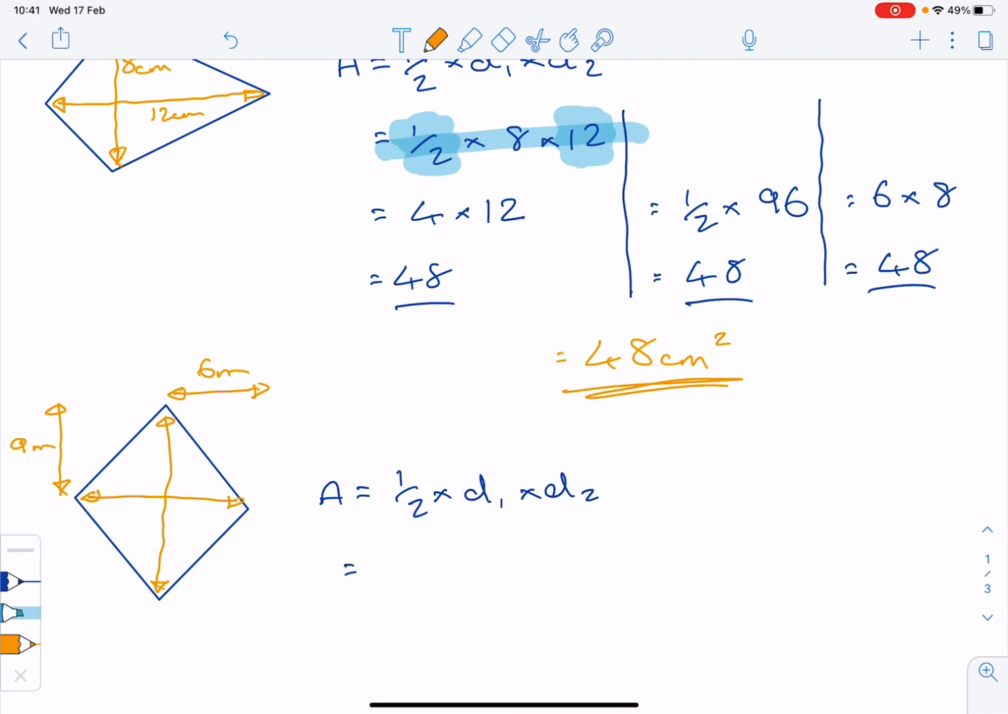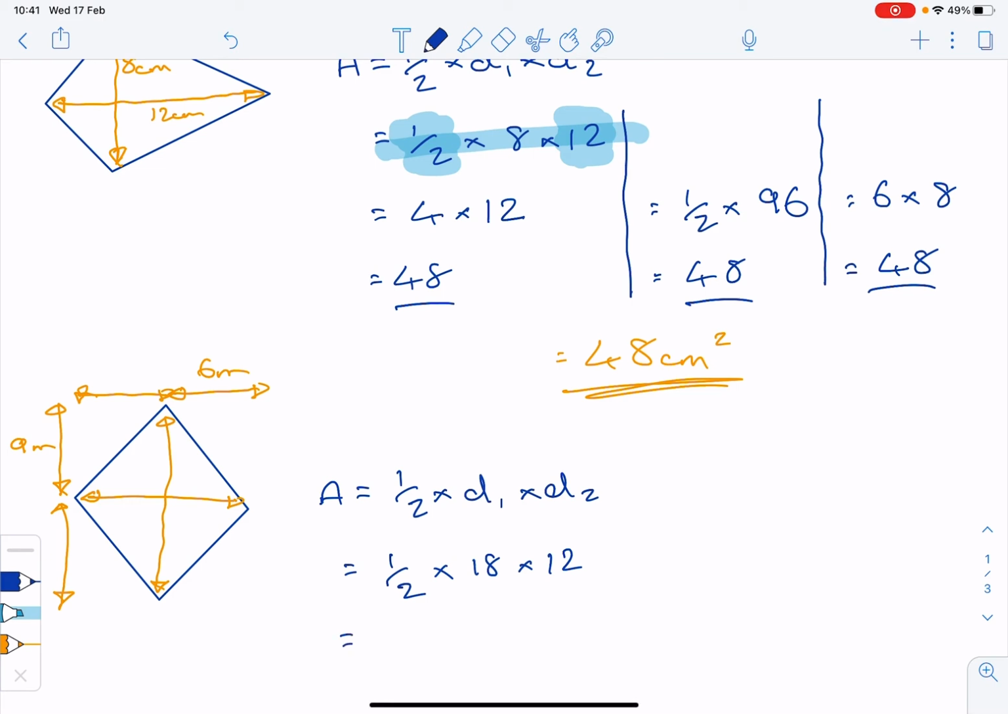But my knowledge of shapes, from back in primary school, I know that this 6 meters basically accounts for half of that diagonal, and likewise with the 9 meters. So if I'm going to use this formula, if I want the diagonals, I need to double these two numbers and then pop them into the formula. So diagonal 1 is the 9 times by 2, which gives me 18, and then the other diagonal is the 6 times by 2, which is 12.